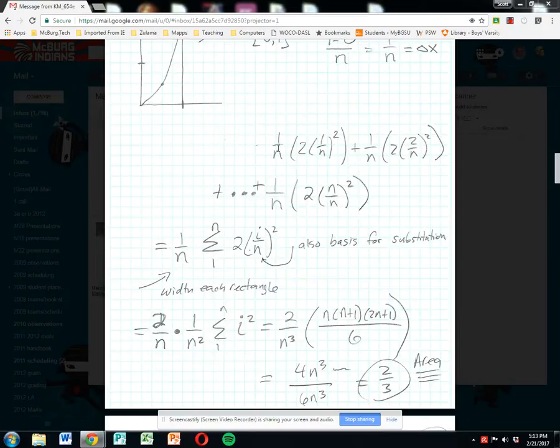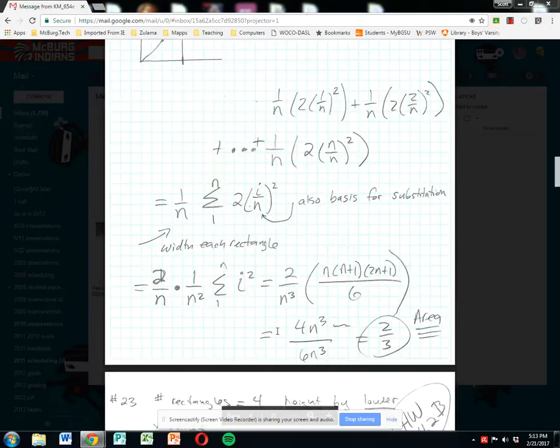Let's take a look. I take this first 1 over n out, and then I see what's left. There's a 2 left, and I actually should have taken that out to begin with, so I put the 2 out there first. This is the 2 over n, and I've got i squared over n squared, basically, once I square this. So the 1 over n squared comes outside, and the i squared stays in. So outside, I'm left with 2 over n cubed, and inside, I look at the formula, n times n plus 1 times 2n plus 1 all over 6.